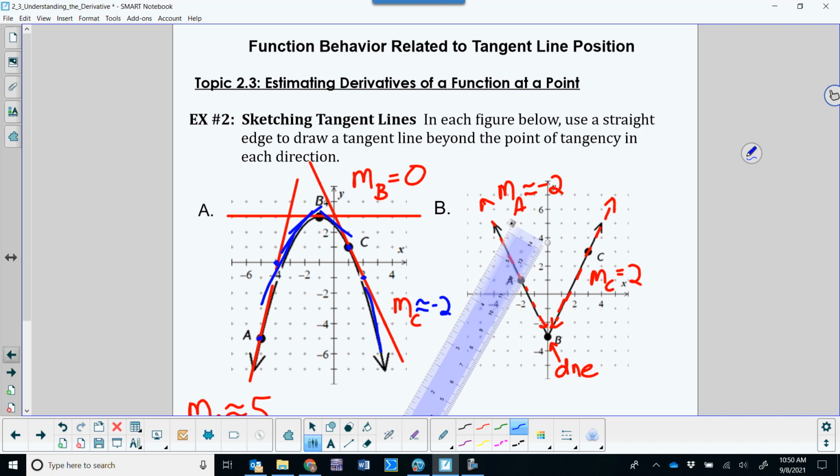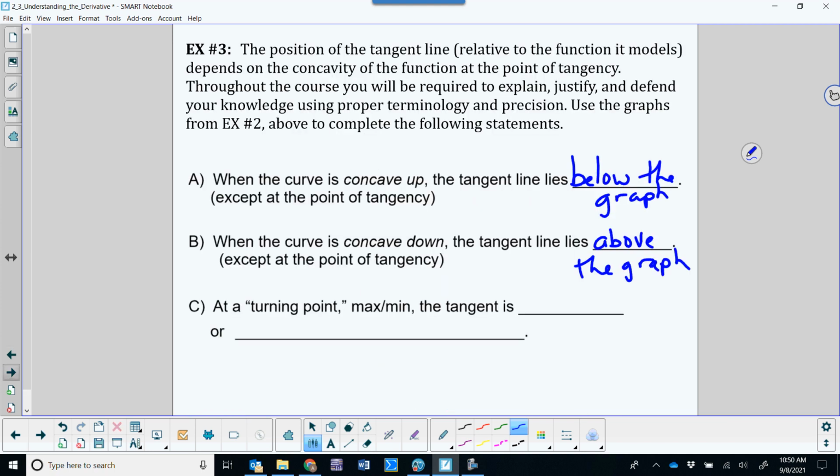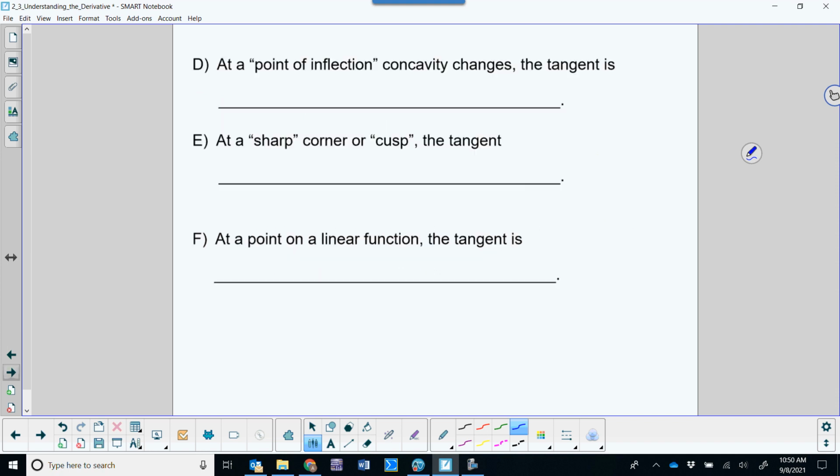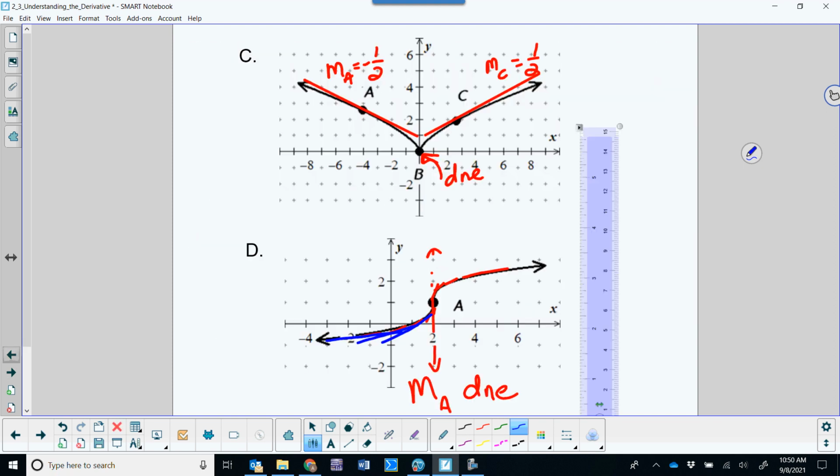But if you look at point B here on A, you're going to have a horizontal tangent line at that point. So the tangent is 0 or horizontal. So the value is 0, the slope is 0, or you get a horizontal line is another way to look at it. So D, at a point of inflection, that's where the concavity changes. So let's look at question D here, where the concavity changes.